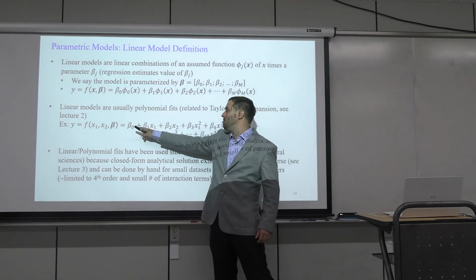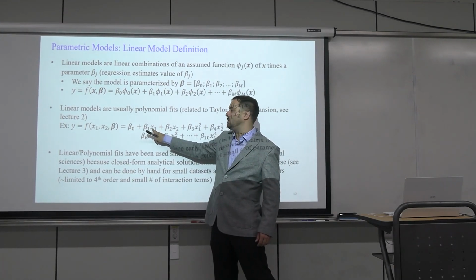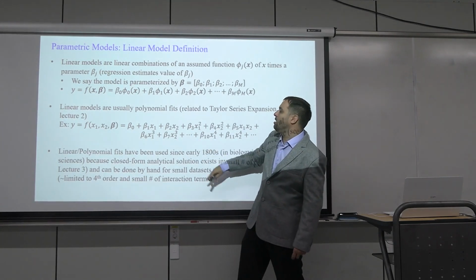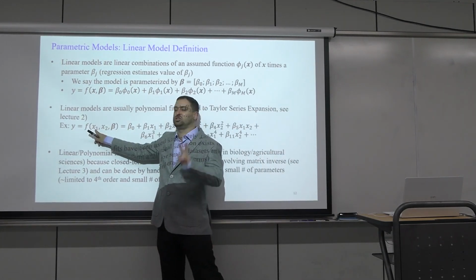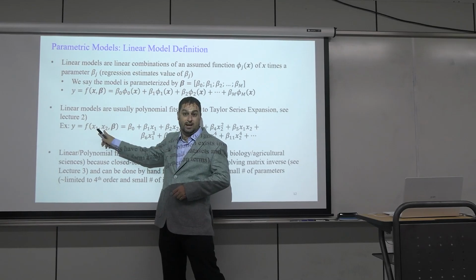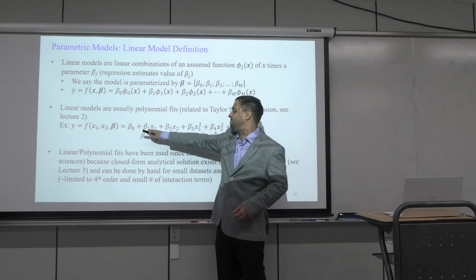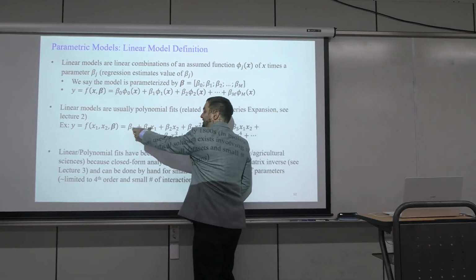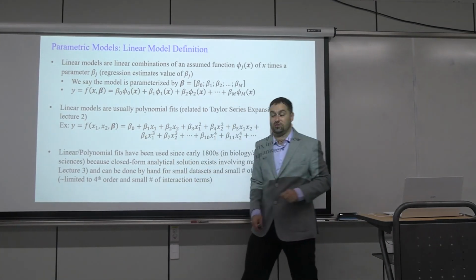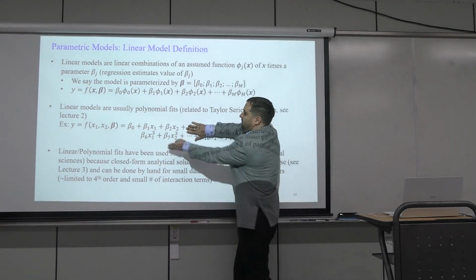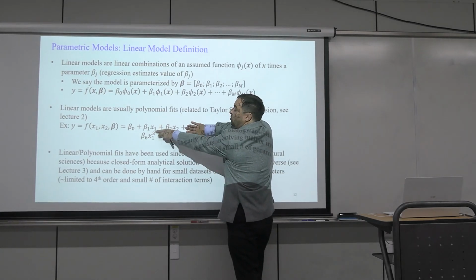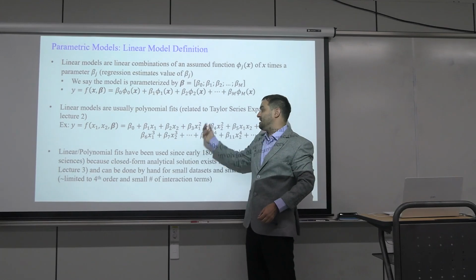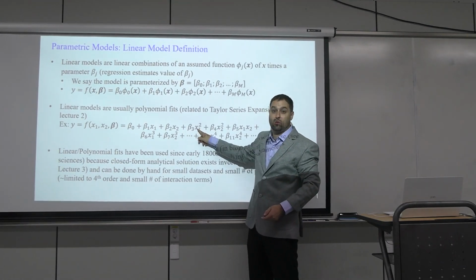Then it would be beta 1 times x1 plus beta 2 times x2. For this example, let's assume that we have two input variables, x1 and x2. So this is beta naught plus beta 1 times x1 plus beta 2 times x2. This actually defines a plane. If we eliminate the rest of the equation, this is a first order polynomial fit defining a 2D plane. But we can keep adding on more terms, the higher order polynomial.